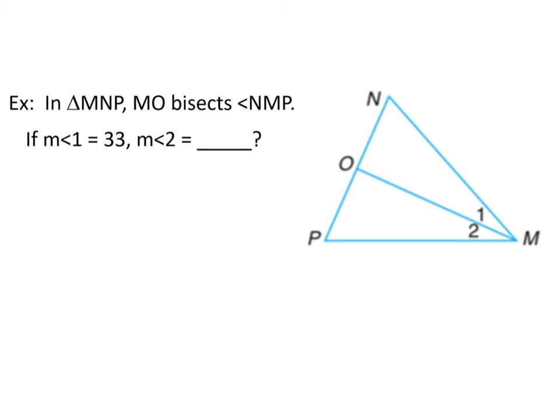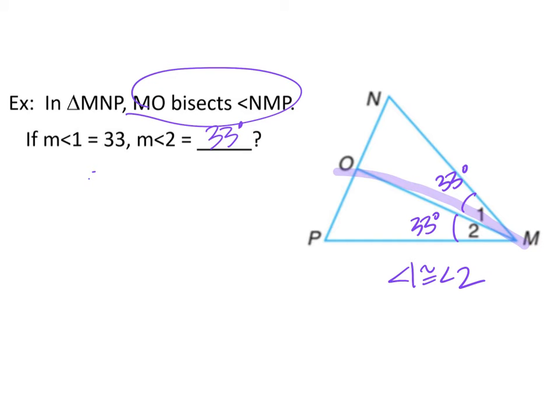Okay, here it's saying in triangle MNP that MO bisects the angle. So that is an angle bisector, which tells us that angle 1 is congruent to angle 2. And so if angle 1 is 33 degrees, the measure of angle 2, pretty straightforward, has to be 33 degrees. Okay, again, because of this part, that's telling us that it's an angle bisector.